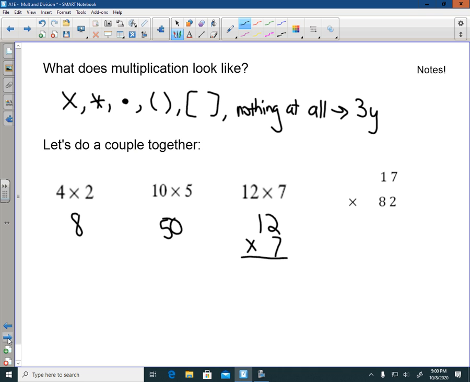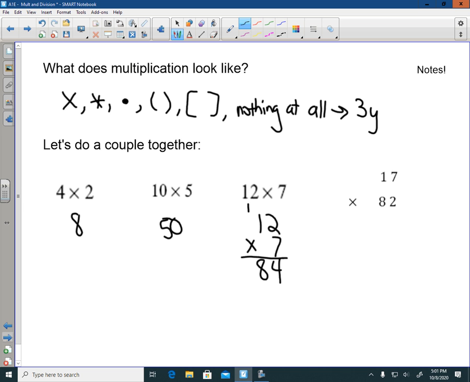But in American schools, in the United States and other places too, we teach you to stack them up. So that's what I'm going to keep with for now. Then you start at the bottom and you go 7 times 2. Well, we know that's 14. So we're going to drop the 4 here and carry the 1 up here. And then 7 times 1 is 7, plus 1, which is 8. And you get the answer of 84. Does that look familiar? Gosh, I hope so.